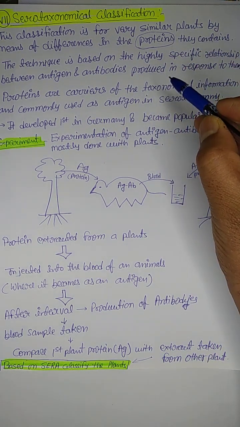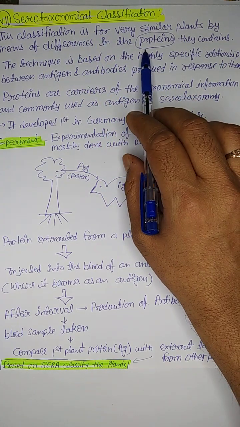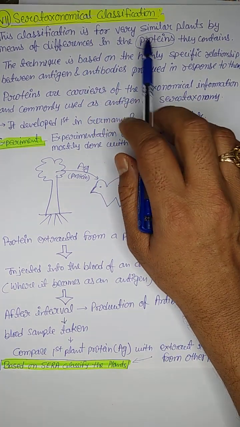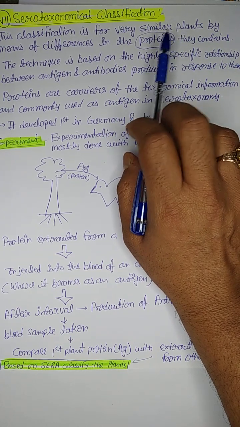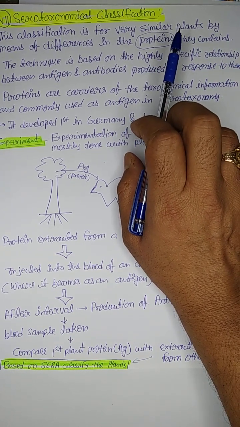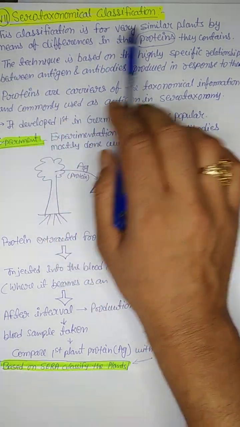Their chemicals were important in chemotaxonomy. In serotaxonomy, sera means protein. So what is the difference in the proteins they contain? We are not bothering about other things, root, stem, fruit, flower, or chemical constituents or morphology. No. In serotaxonomy, here protein is important, our antigen is important.